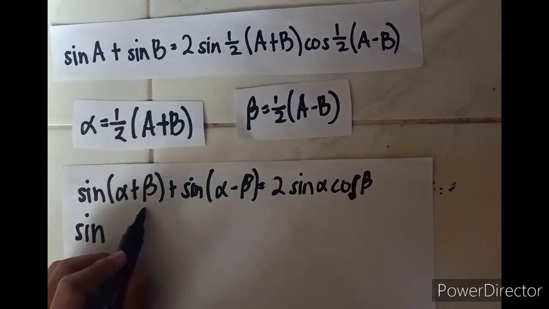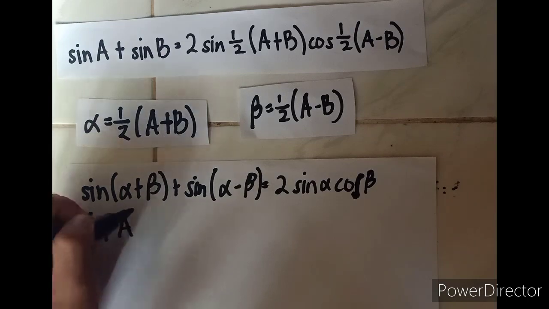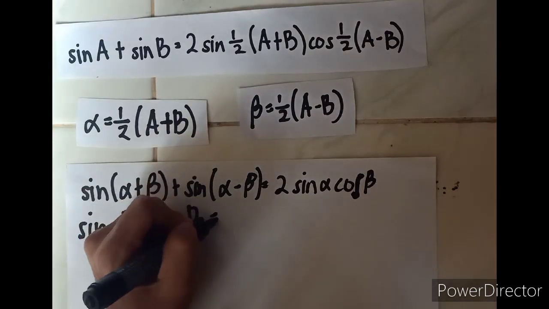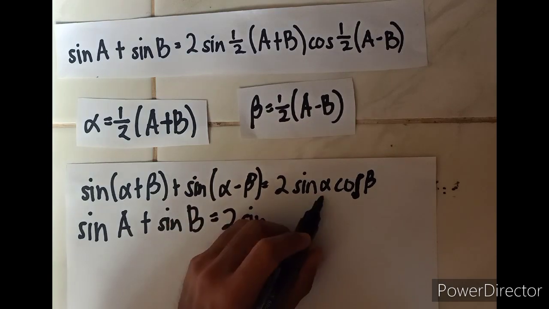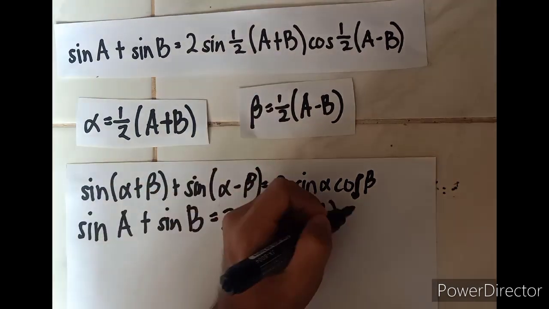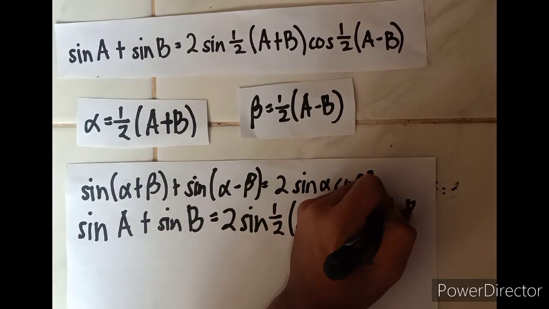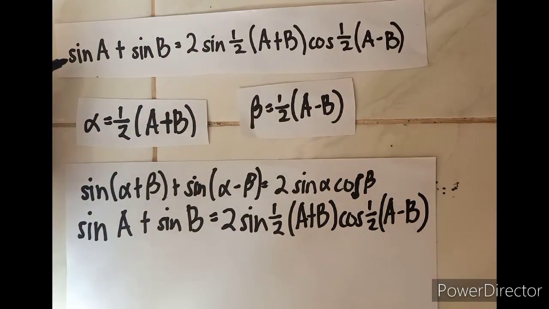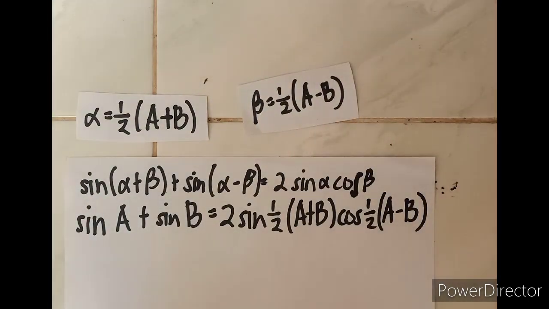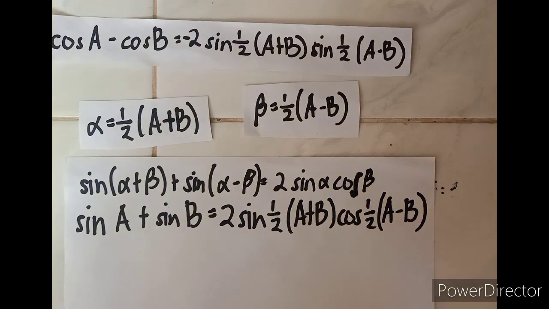Now sin alpha plus beta is equivalent to angle A plus sin alpha minus beta is angle B equals 2 sin alpha, which is equivalent to 1/2 times A plus B. Then cosine beta is equivalent to 1/2 times A minus B. And this is the derived formula of sin alpha plus beta plus sin alpha minus beta equals 2 sin alpha times cosine beta, so sin A plus sin B equals 2 sin 1/2 times A plus B and cosine 1/2 times A minus B.